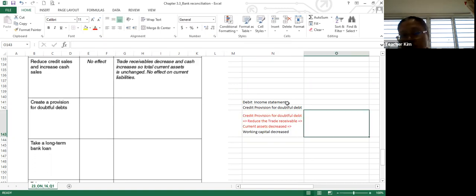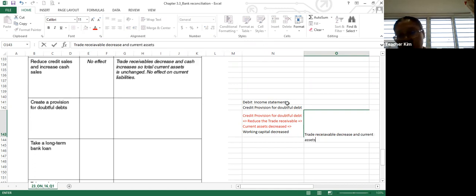Okay. Here the reason is because of this one. So you put trade receivable decrease and current asset decrease. And then no effect on current liability.